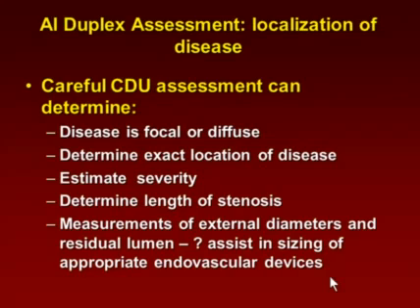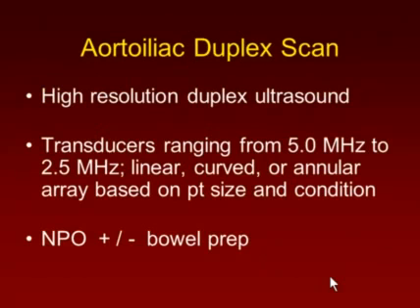We may even be asked to measure the external diameter of the vessels and the residual lumen, and that may assist in sizing of any appropriate endovascular devices, such as catheters and balloons. We need to use high-resolution duplex ultrasound that has good spectral and color Doppler. We're going to use a variety of transducers based on the patient's body habitus. Usually we keep these patients NPO for 8 or 12 hours. They usually do not need a bowel prep.